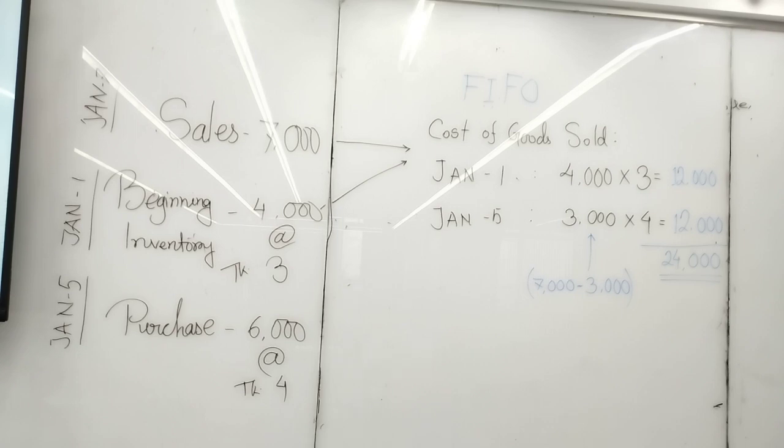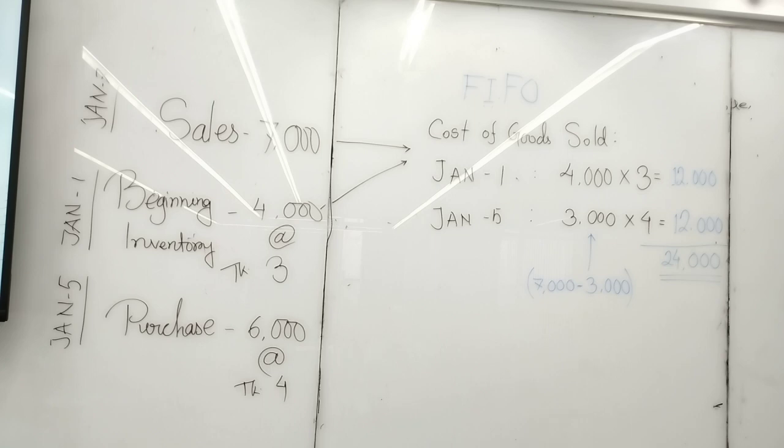So we were discussing the math where a company ABC has a beginning inventory on January 1 of 4,000 units at 3 taka. Then the company purchased 6,000 units of inventory at 4 taka on January 5, and they have sold 7,000 units at 12 taka on January 7. So now we have to determine the cost of goods sold of the 7,000 units in FIFO method, LIFO, and average costing. So first we are showing you the FIFO method.